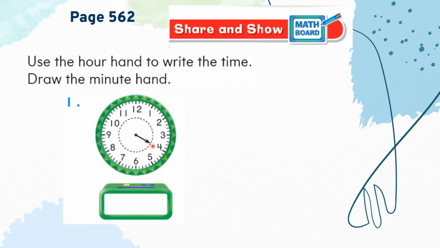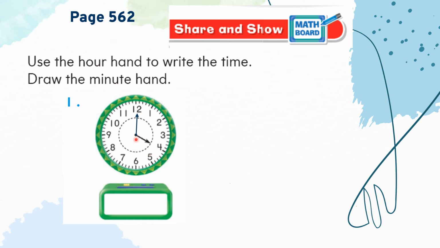Is it pointing exactly at number 4? Is it pointing in between number 4 or 5? So that's the first thing we have to notice. And if you see, it is directly pointing at number 4. So the next thing we have to do is we have to draw our minute hand.